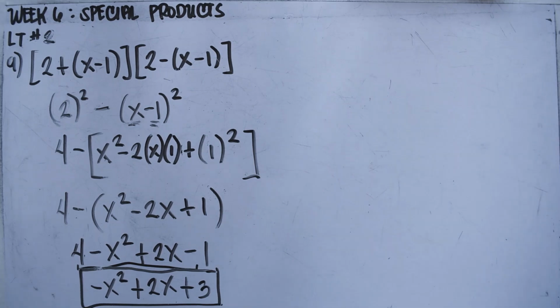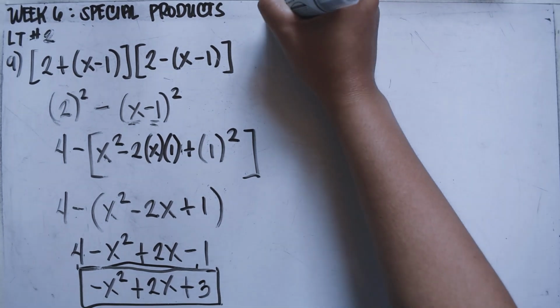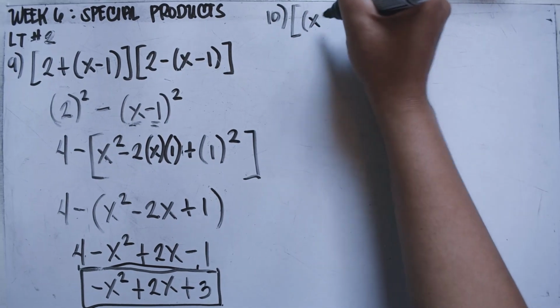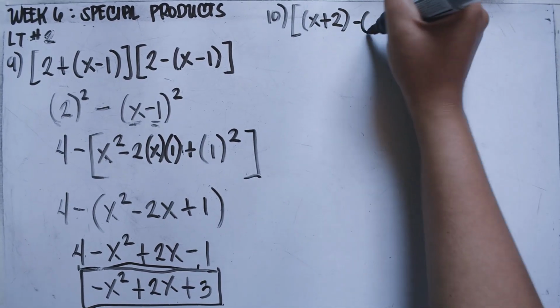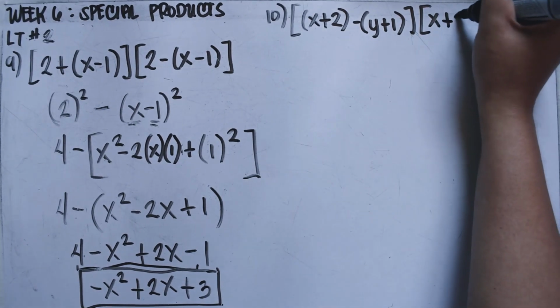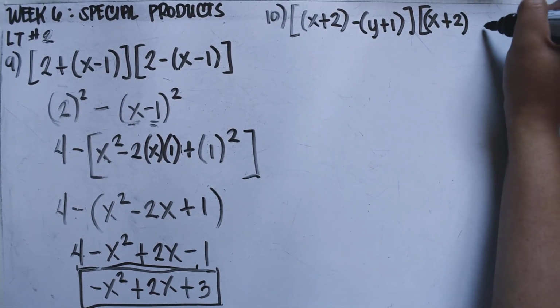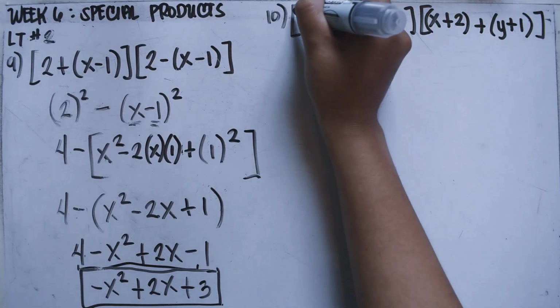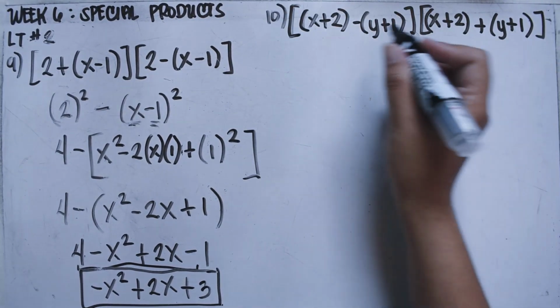So, therefore, magpo-proceed na po tayo agad sa number 10. So, dito ko lagay number 10 ha. So, number 10 natin, kopyahin ko lang yung given. So, we have x plus 2 minus y plus 1. And then the other one, we have x plus 2. Ay, lagyan ko lang ng parenthesis. Plus y plus 1. So, as you can see guys, ito po ay isang halimbawa ulit ng sum and difference.